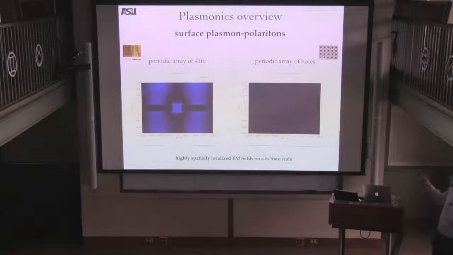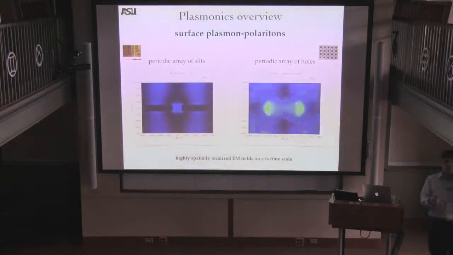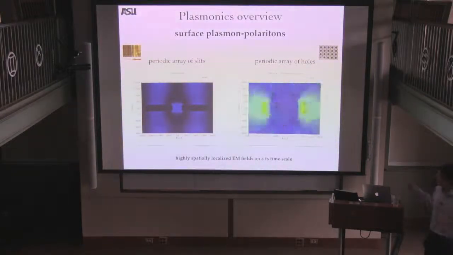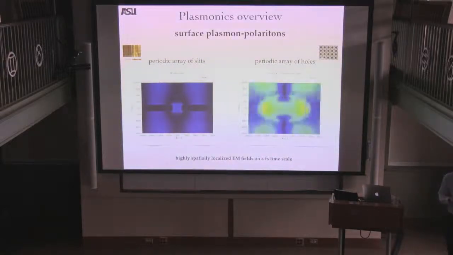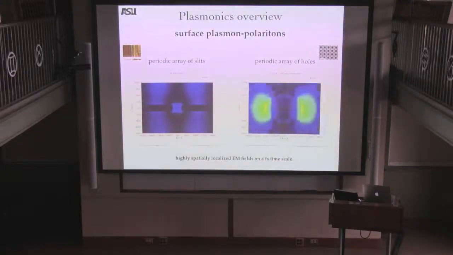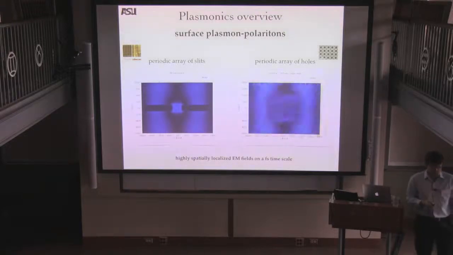If I put a detector really close to one of these holes and look at the electromagnetic radiation that comes through, what you will see is very strongly localized and nicely time-dependent fields. And again, this is the frequency on the order of 2-something electron volts, and this is the time in femtoseconds, really, really fast. So we have spatially localized electromagnetic fields on the femtosecond time scale.